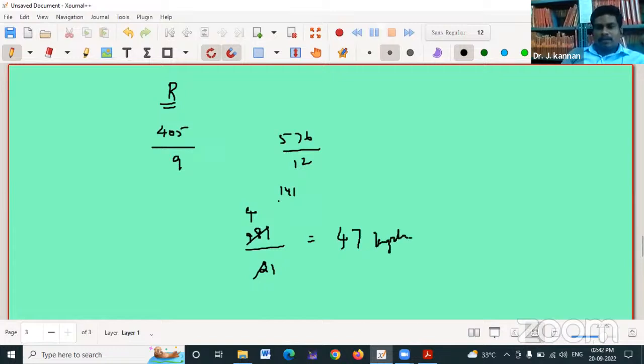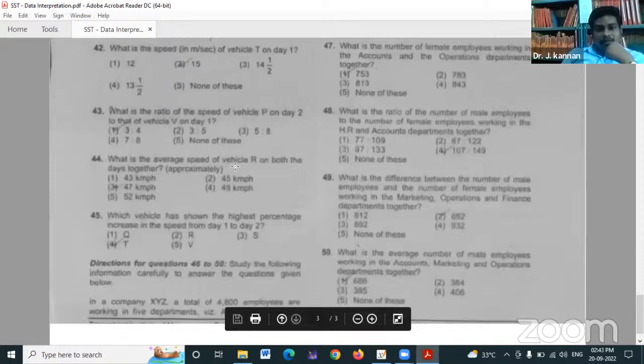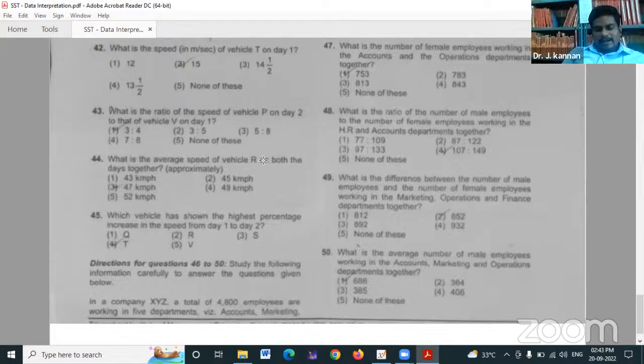So the problem actually asks what is the average speed of vehicle R on both days together. So 981 divided by 21 is 47 kilometers per hour. So the answer is 47 kilometers per hour. Now the last problem.